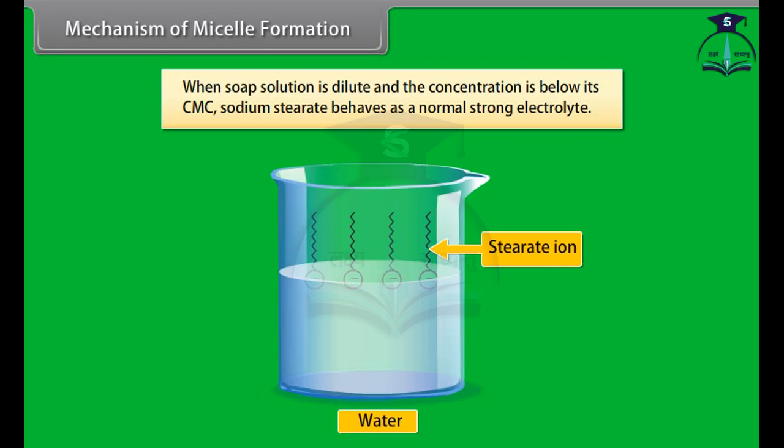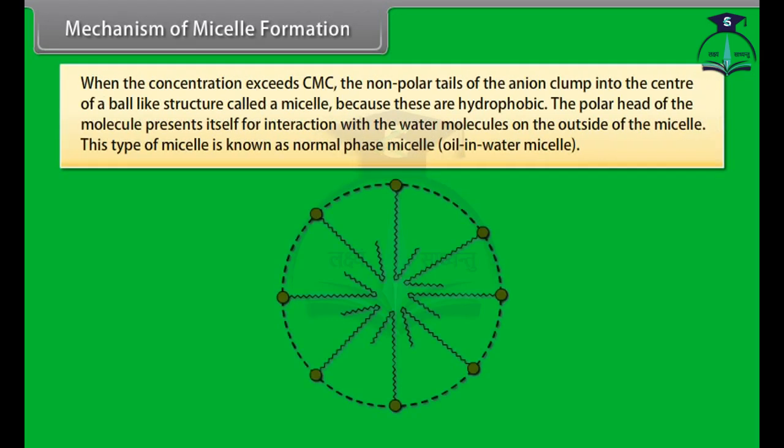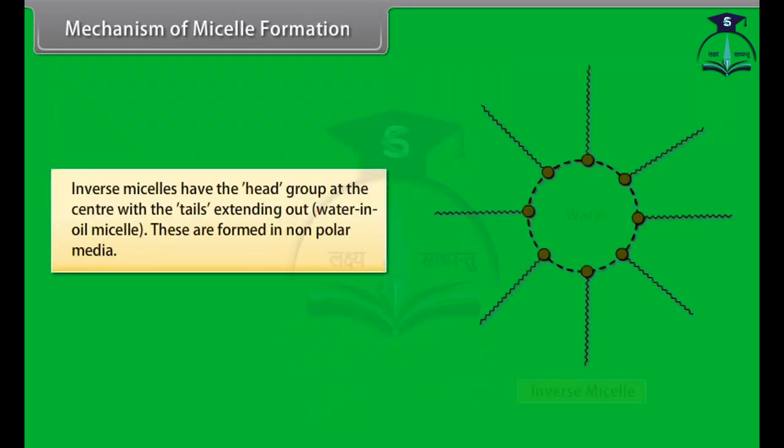a normal strong electrolyte. When the concentration exceeds CMC, the non-polar tails of the anion clump into the center of a ball-like structure called a micelle, because these are hydrophobic. The polar head of the molecule presents itself for interaction with the water molecules on the outside of the micelle. This type of micelle is known as normal phase micelle. Inverse micelles have the head group at the center with the tails extending out. These are formed in non-polar media.